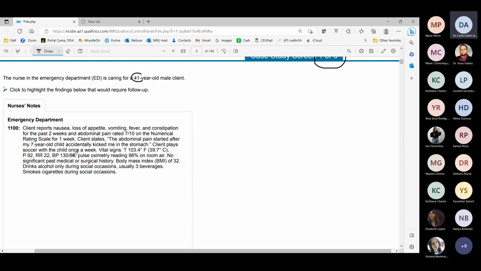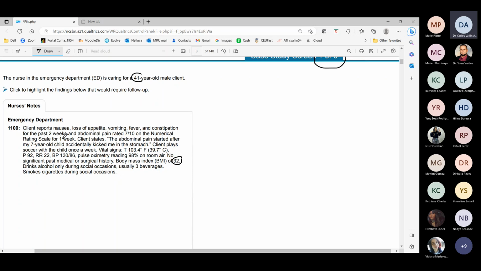Now this is stable. This is hemodynamically stable, and the pulse oximetry is normal, so the patient has good lungs. No significant past medical or surgical history, body mass index 32. So this client is obese, first degree. Drinks alcohol only during social occasions, so it's not very important. Usually 3 beverages when has a party, so it's okay. It's acceptable. So it's not pertinent. Smokes cigarettes during social occasions. So the same situation, not defined.